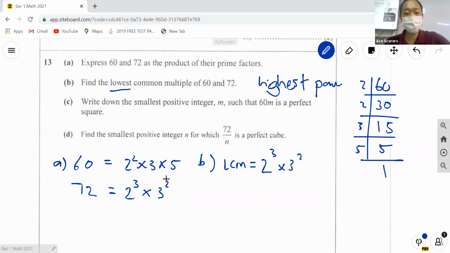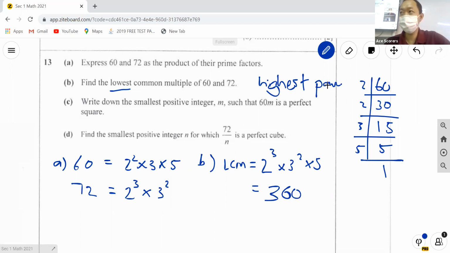And then after that, this 5, and here we don't have it. So who is more powerful? First 5. Okay, so you take your calculator and multiply everything out. So 2 cube is 8, 8 times 9 is 72, 72 times 5 is 360. Okay, LCM is 360. So this is the index notation method.